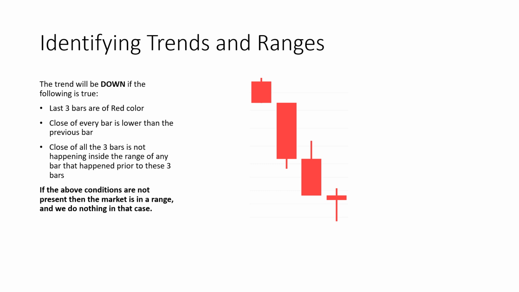For a downtrend, it's totally the opposite of what we were talking about in the uptrend. The last three bars are of red color. The close of every bar is lower than the previous bar. The close of all three bars is not happening inside the range of a bar that happened prior to these three bars. Simple guys, very simple. If you see three red bars, the market is in a downtrend.